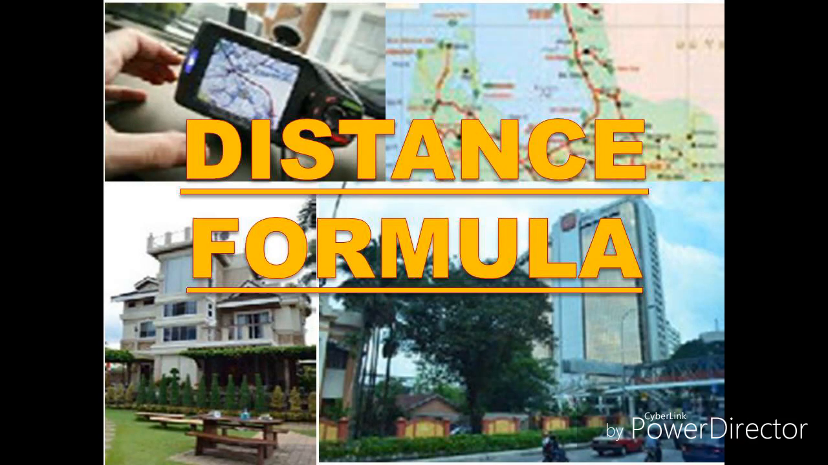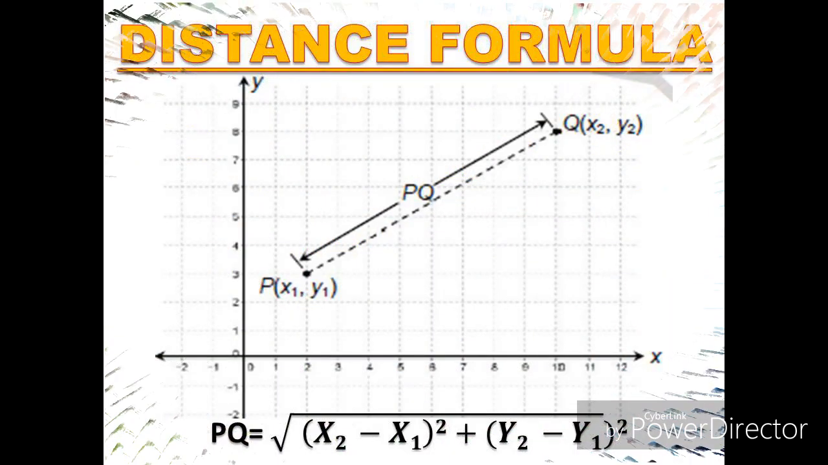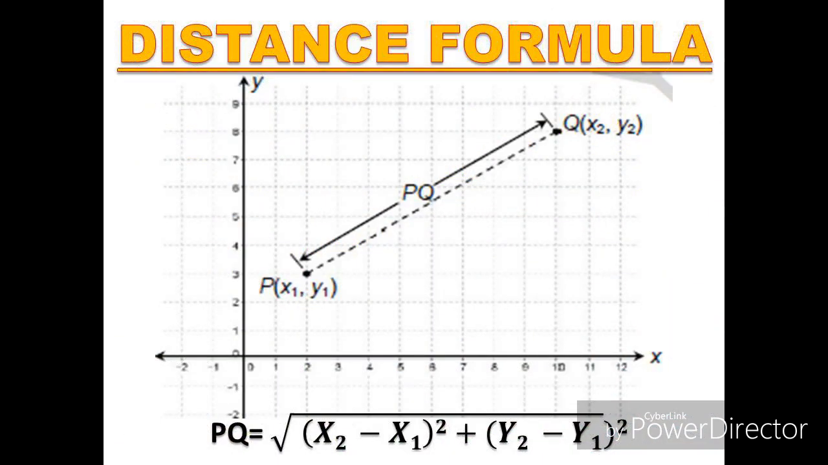Today we're going to study the distance formula. This is how to find the distance between 2 points. In our Cartesian plane, we have 2 points, the point P and the point Q. The first point is P, which has coordinates x sub 1, y sub 1. And the second point is Q, with coordinates x sub 2, y sub 2.